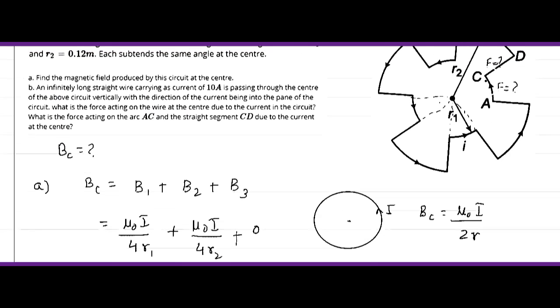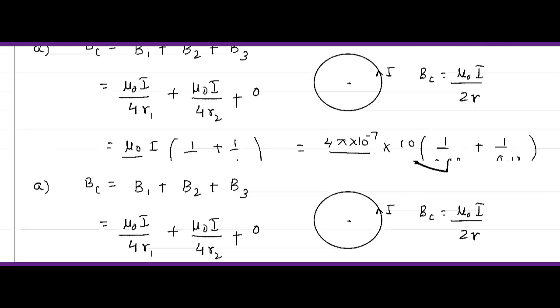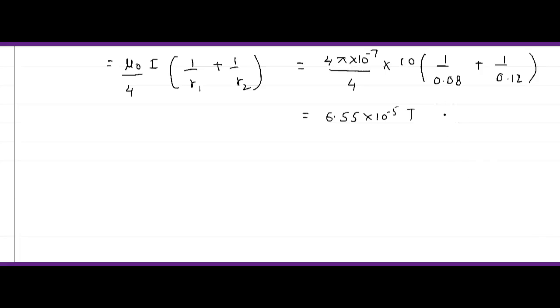So what would be the direction? Because the current is flowing in the counterclockwise direction, magnetic field would be out of the plane of paper. So it would be outward of the plane of paper.